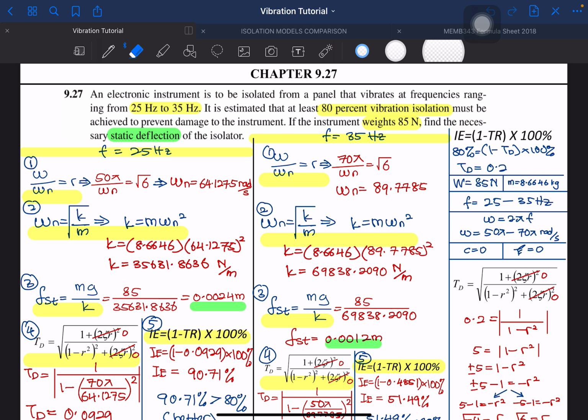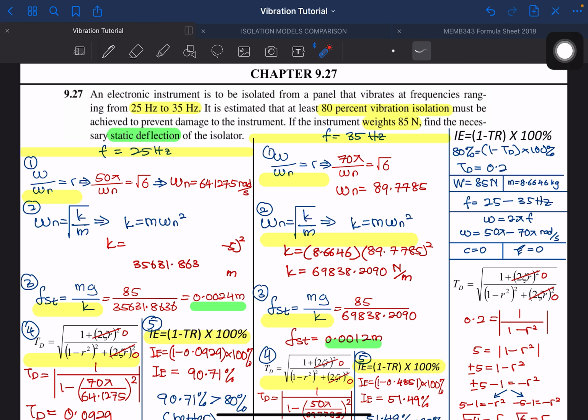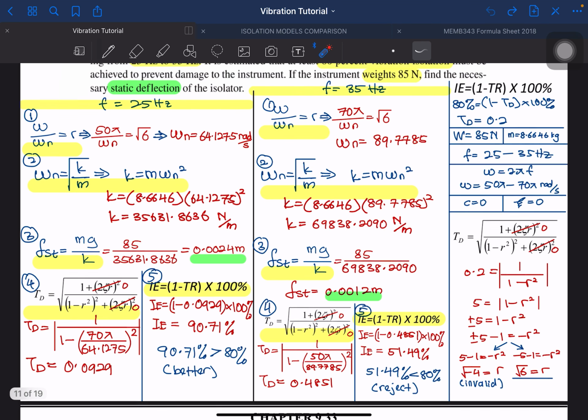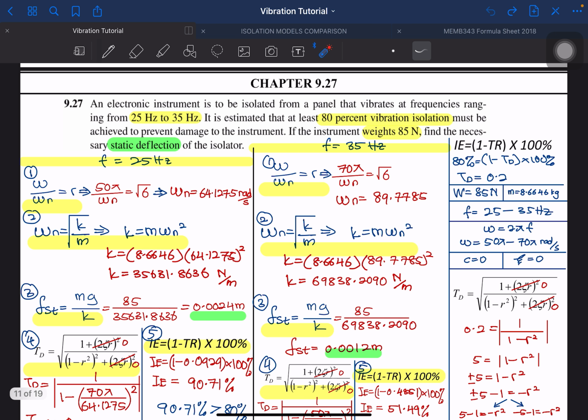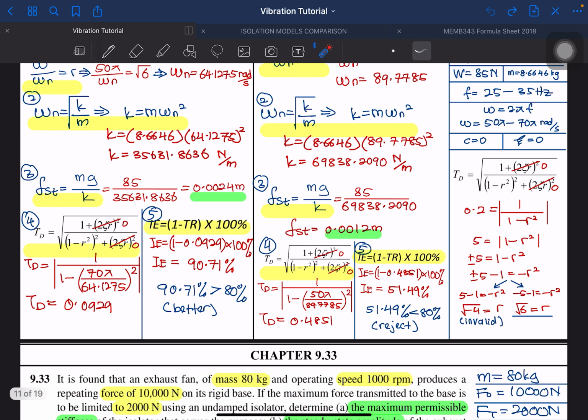Force over k, the k at the respective frequencies. Use that. So 85 divided by the k at the respective frequencies gives our static deflection at both frequencies. One is 0.024 meter, another one is 0.012 meter, the static deflection of the isolator. Now since we have two values of static deflection, we want to find which one is the correct one.